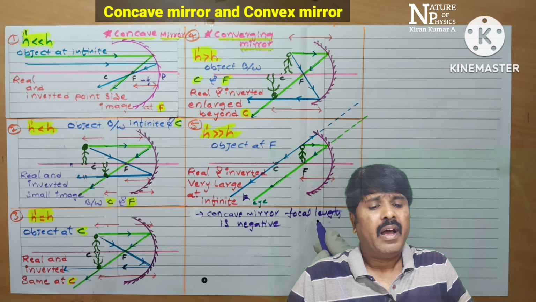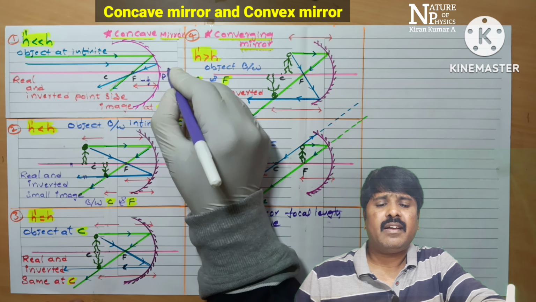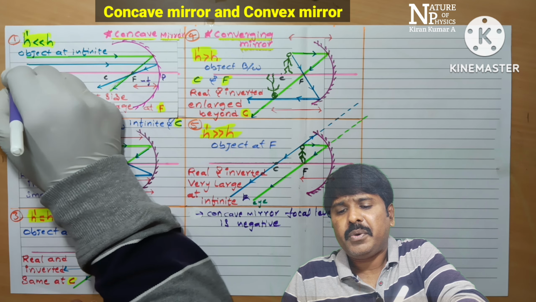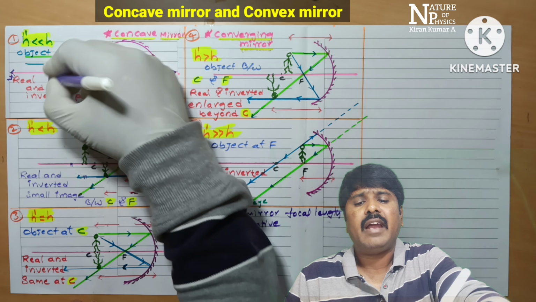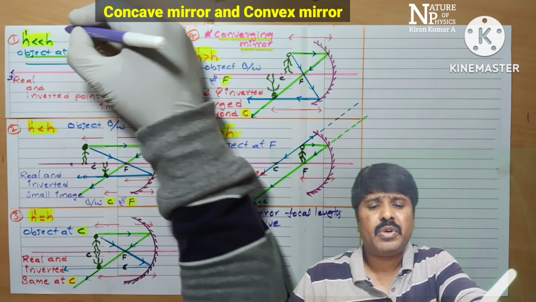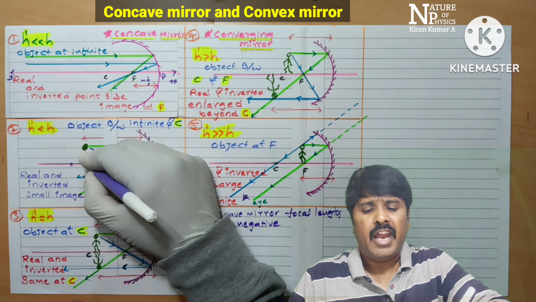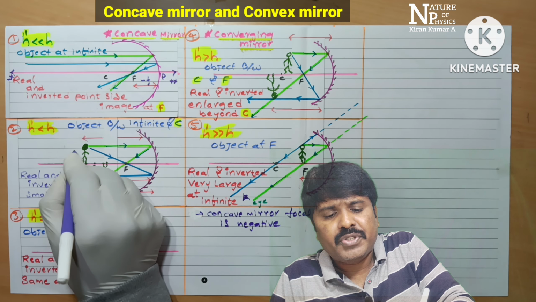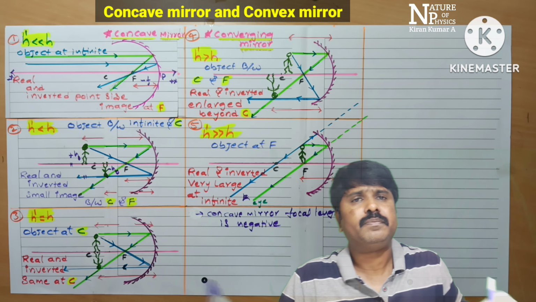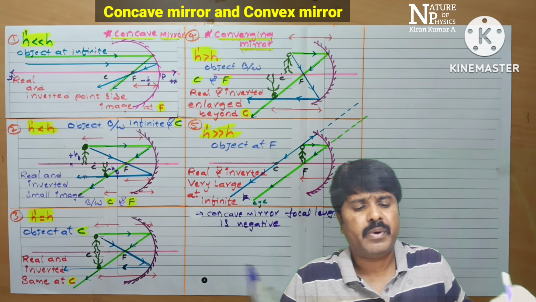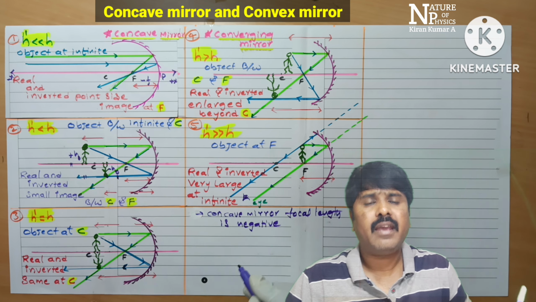This is because of the sign convention. P is taken as the center, so this side is taken as the negative x-axis and this side as the positive x-axis. Heights above the principal axis are positive, heights below the principal axis are negative. See there, height above the principal axis is positive and height below the principal axis is negative. So this is the image, student. This is the object O, and the image is I.